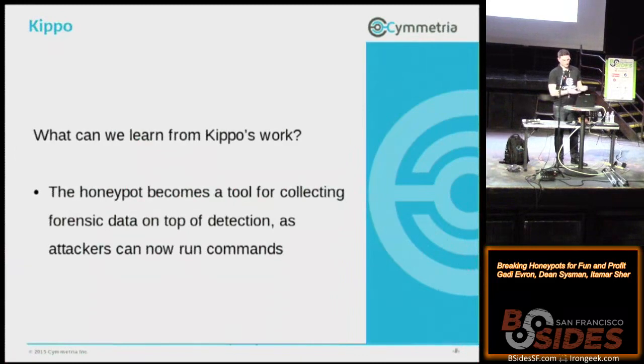And what can we learn from Kipo's work? The honeypot becomes a tool for collecting forensic data on top of detection, right? So, for example, knowing that we have an attacker on the network is much less valuable than knowing we have an attacker on the network and gaining the tool that they're using to connect back to machines or running their malware or collecting tools on the machines, because that allows us for mitigation much more than just being aware that there's an attacker on the network.